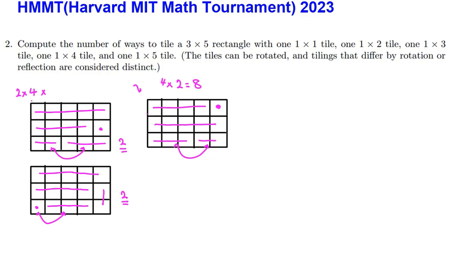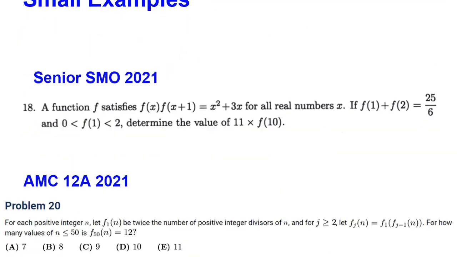So 2 plus 2, 4. We can say 2 times 4, 8. 8 times 4, 32. 32 here and 8 here. Sum of them will be 32 plus 8, which is 40. So our answer for this problem is 40.